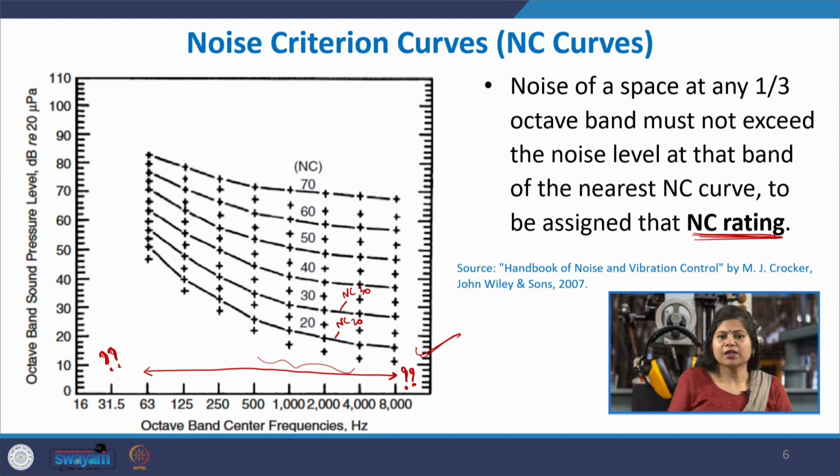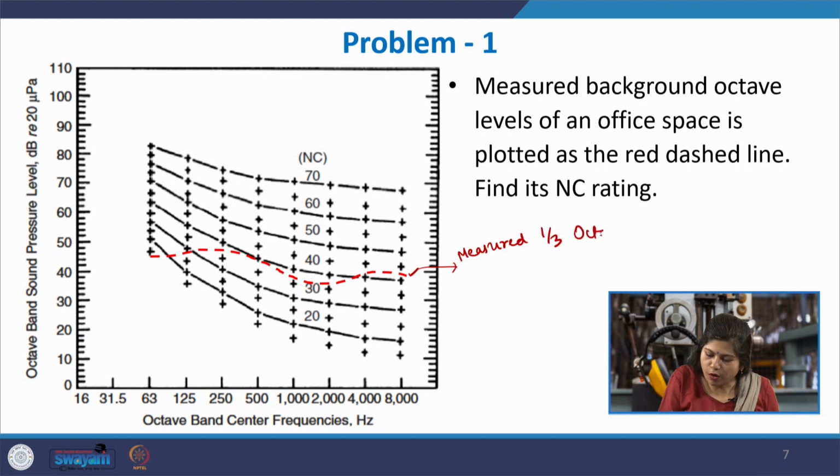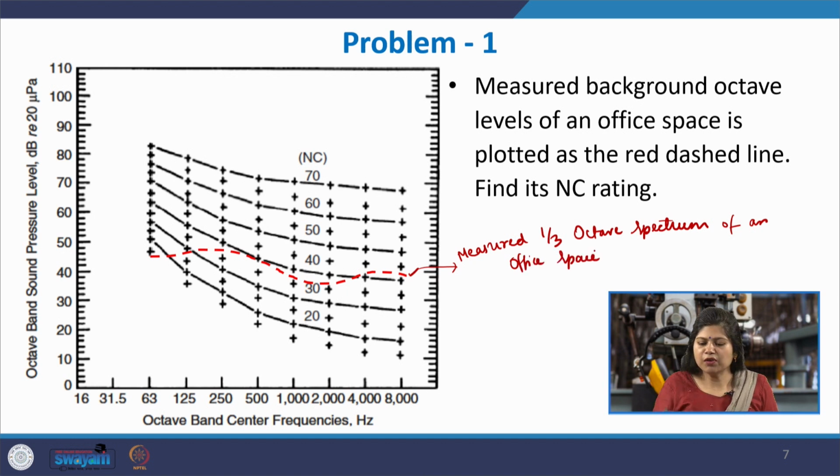To illustrate further, let us have a look at a problem where we define the NC rating for an environment. Let us say we have these NC curves, and this red dashed line indicates the measured 1/3 octave spectrum of the particular environment of interest, which is here the office space. We want to give an NC rating to it and say what the NC rating of this office environment is.